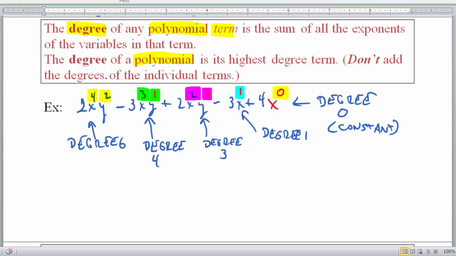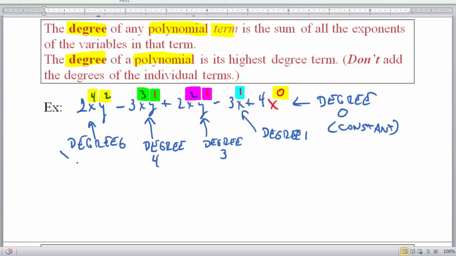Now, what's the degree of a polynomial? So that's the second thing. The degree of a polynomial is its highest degree term. So what you don't do, and this is the mistake that I think people make a lot of times, is they'll start adding these up and say, oh, 6 plus 4 plus 3 plus 1 plus 0, so it's 6, 10, 13, 14 degree. What you do is the degree of the polynomial is just the highest degree term, right? So I had 6, 4, 3, 1, and 0, so out of those, the highest degree is degree 6.